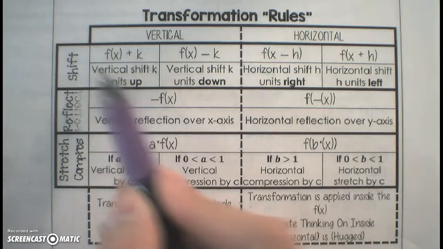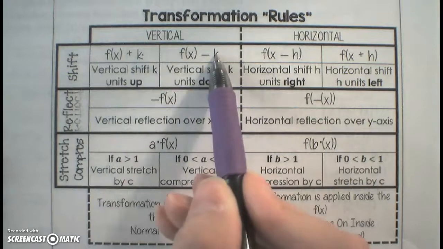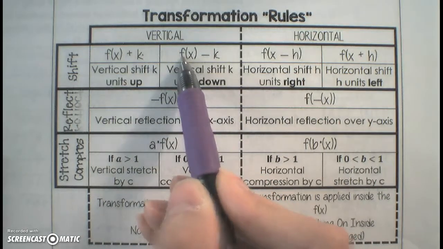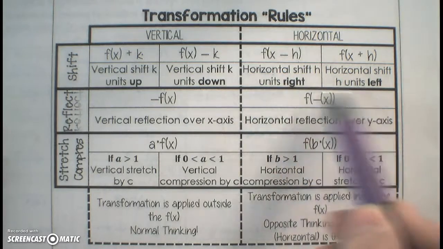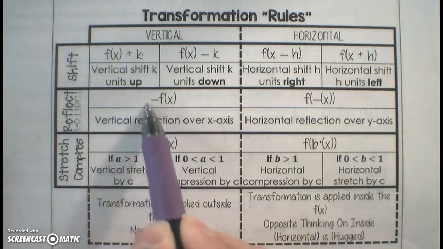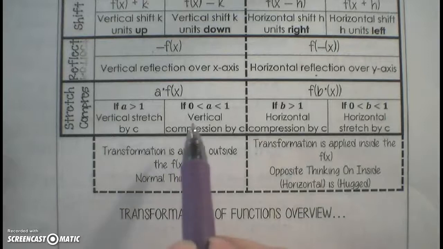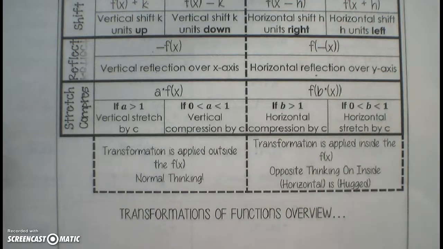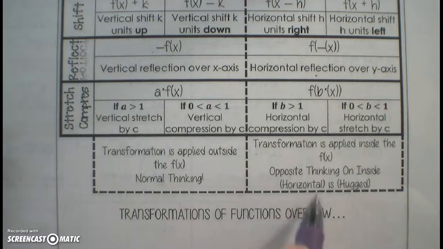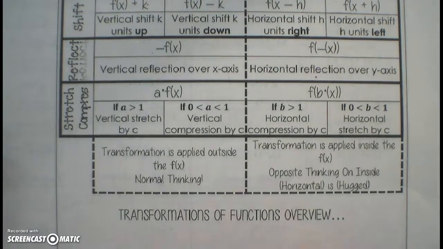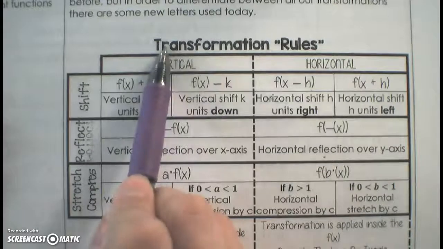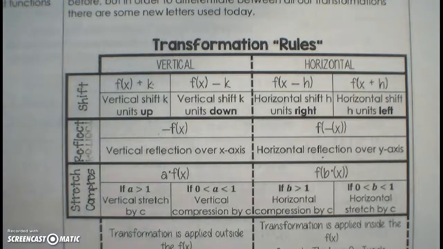So remember that shifts up and down go behind our function. When it's on the inside, it's opposite thinking, and that's going to move us left or right. Negatives are reflections, and big numbers or fractions out front are going to be stretches and compressions. Okay, so again, opposite thinking when we're on the inside, normal thinking when we're on the outside. Outside is vertical, and inside is horizontal. So let's go ahead and take a look at page 18.